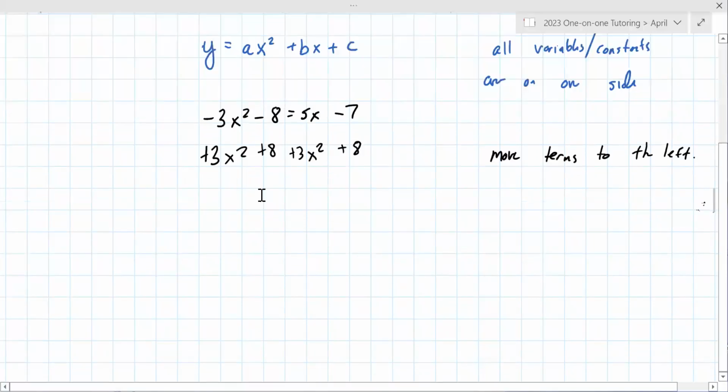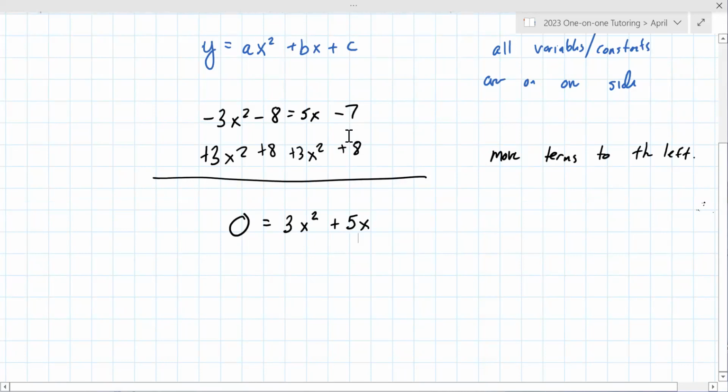Okay, so now that I got a little more room, it's 0 on the left. On the right, you tend to want to do it in descending order. So 3x squared plus 5x, and then minus 7 plus 8. What would that be? That would be 1, plus 1. Good. And a lot of students don't like the 0 on the left, and I don't either.